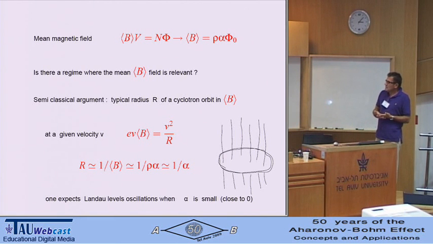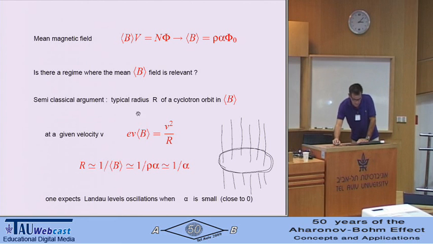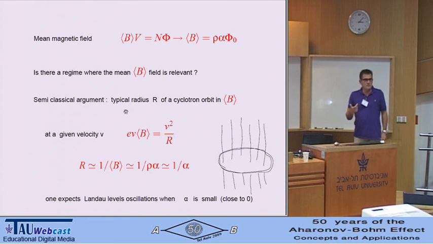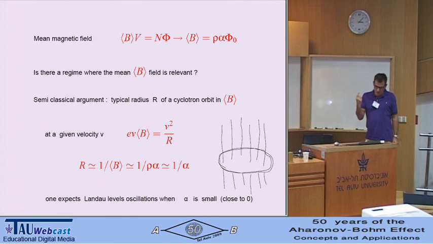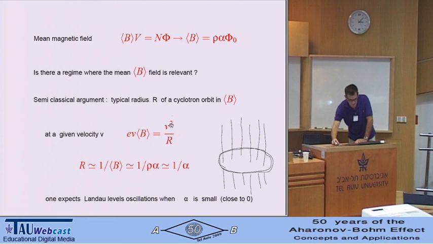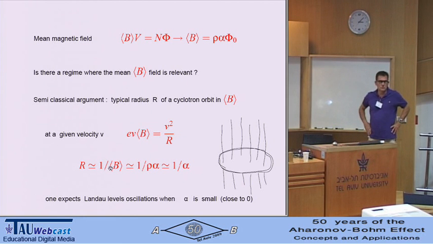So the question we ask is: is there a regime where this mean magnetic field is relevant? We can use a semi-classical argument for that. If you consider, in a semi-classical picture, the typical size of a cyclotron orbit in this mean magnetic field, this is the Lorentz force, eVB equals v squared over R. So we see that at fixed velocity v, and rho being given, R is 1 over B, which means 1 over rho alpha.